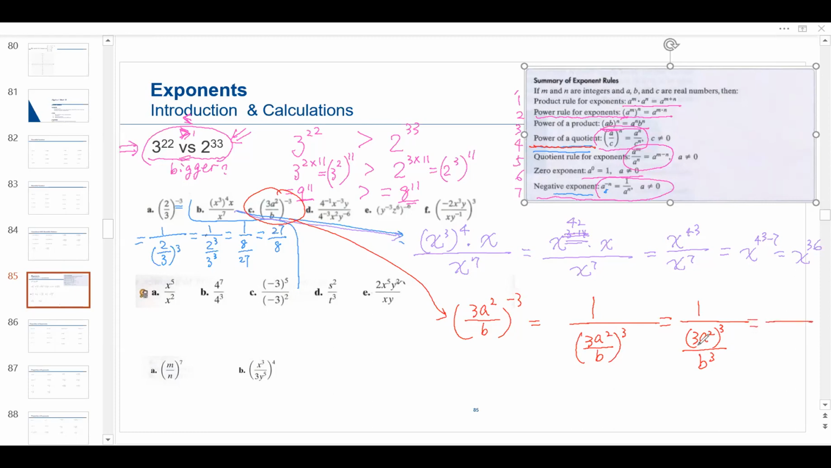So you can see that this part became what? 3 power 3 became 27, right? A squared power 3 became a power 6. The b power 3 moved to the bottom. Right? So that's the result.